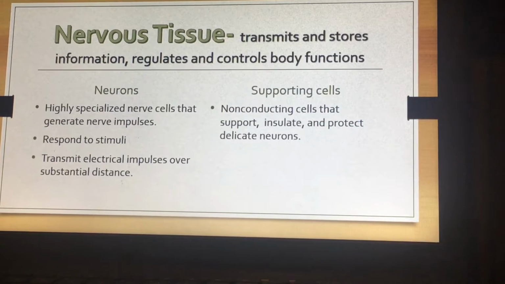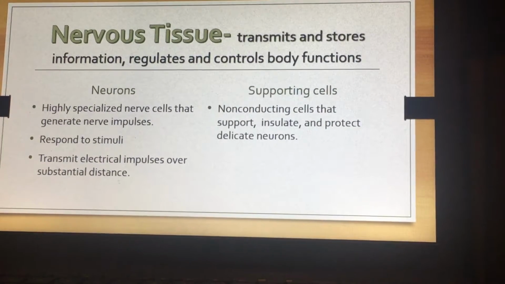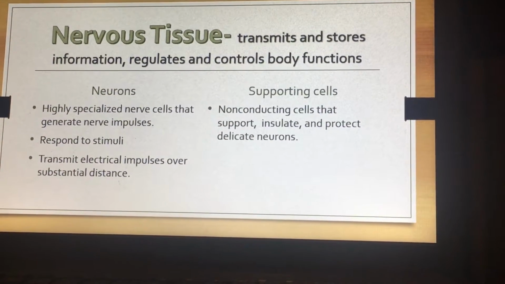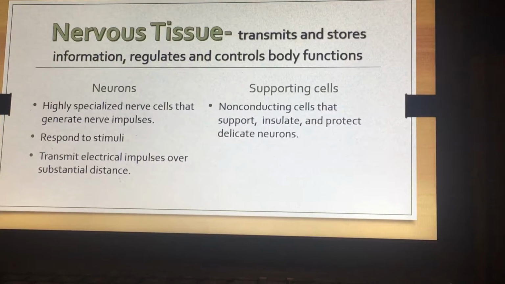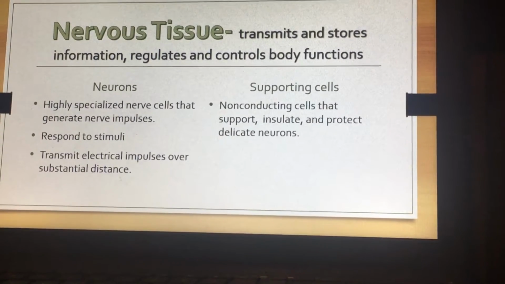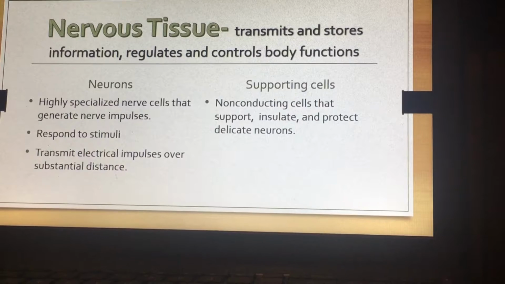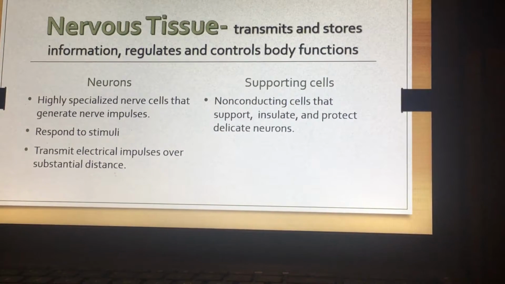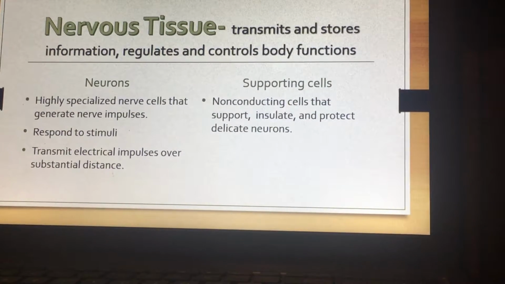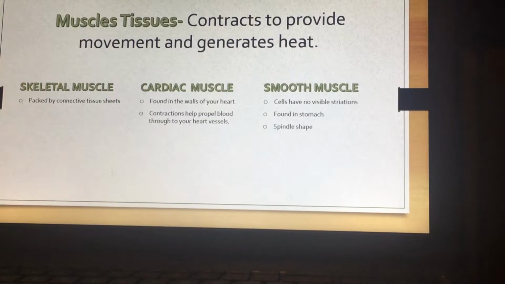Nervous tissue transmits and stores information, which helps regulate and control body functions. Neurons and supporting cells: neurons are highly vascularized nerve cells that generate nerve impulses. Supporting cells are non-conducting cells that support, insulate, and protect delicate neurons.